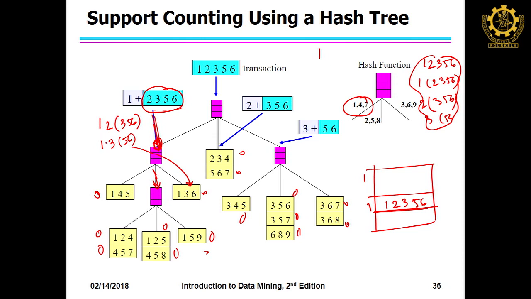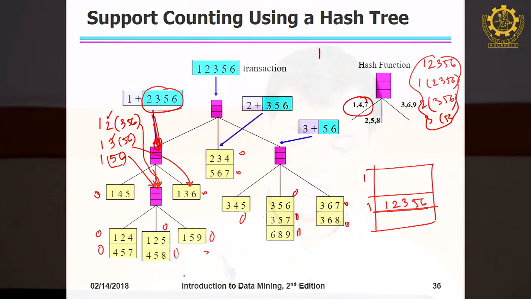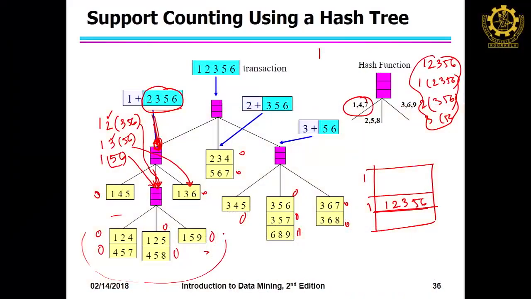Another combination can be 1 and then 5, 6. So this is 2, this is 3 and 5, 6. You cannot go beyond, because it is a 3 item set. So 1 and then 5 means it will come here. Therefore, these and these will be obtained from this node, whether these 2 items are there or not, we will get from this region.